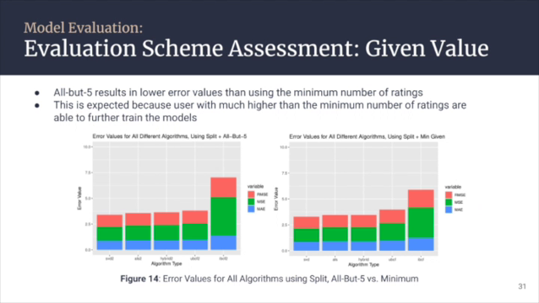Next, we look at the effect of using different values for the given parameter within the evaluation scheme. The all-but-5 method returns a lower error value because the models are able to intake a greater number of ratings before they have to predict the remaining ones. Using the given parameter equal to the minimum number of user ratings in the data frame, which in our case is 100, results in a slightly higher error, but not by much.